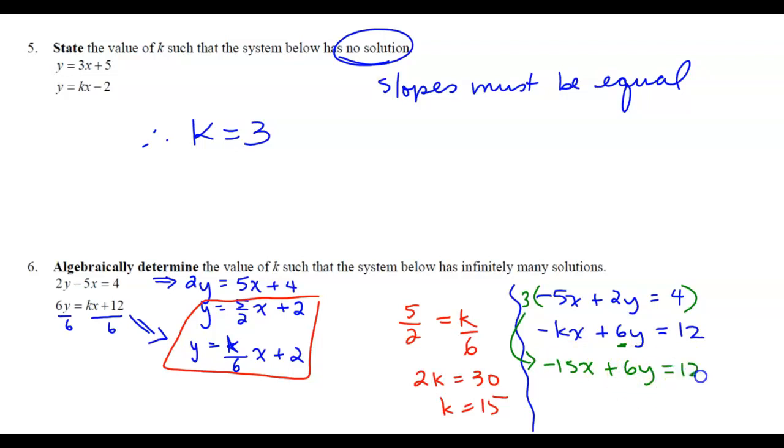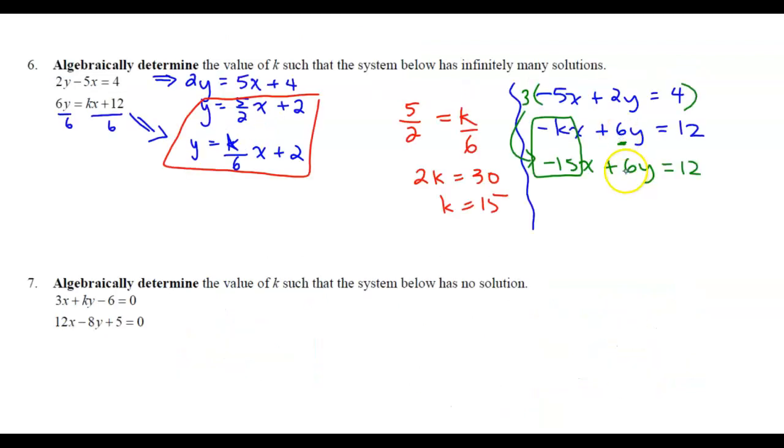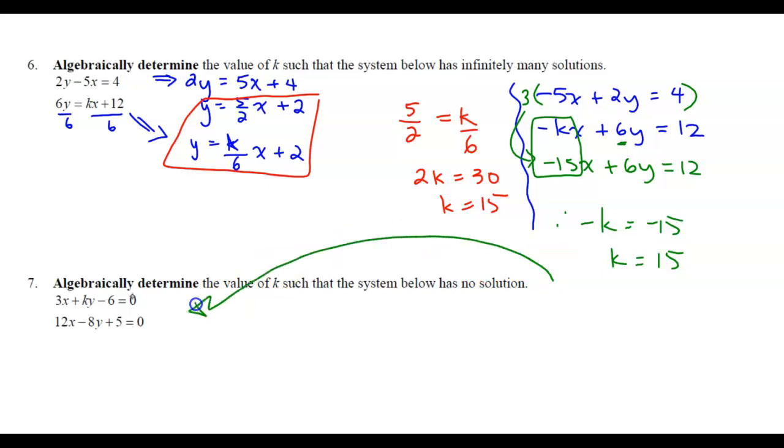And now we know that negative k has to equal negative 15. Okay? Because those coefficients have to be proportional, and now they're equal. So therefore, negative k equals negative 15, so k equals 15. So you could do it either way, okay? And that's why this method might be helpful for this equation, because then you don't have to solve for y, right? This one, maybe I'll go through it.